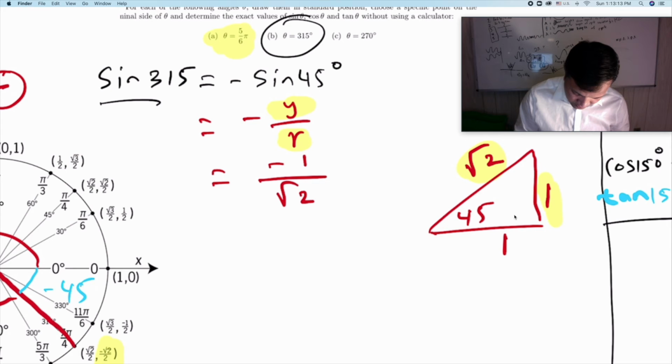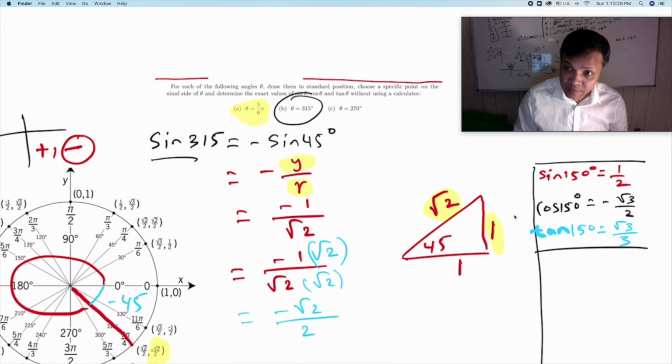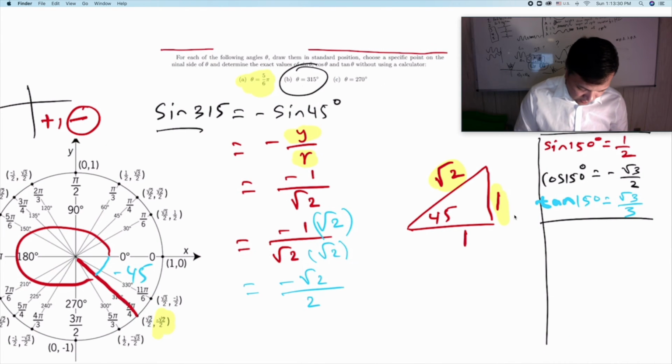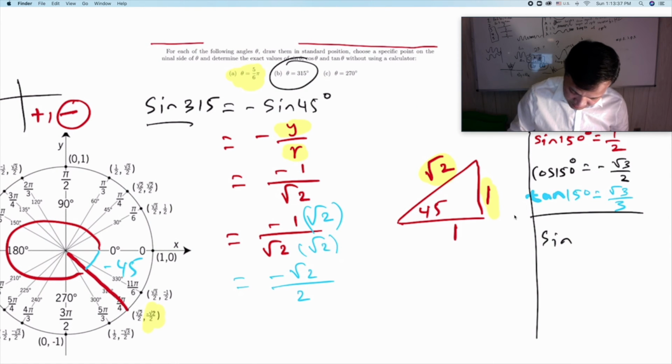However, I want to rationalize it, so I multiply top and bottom by square root of 2. So negative square root of 2 over 2. This is our sine, this is our sine 315. Sine 315 is equal to negative square root of 2 over 2.